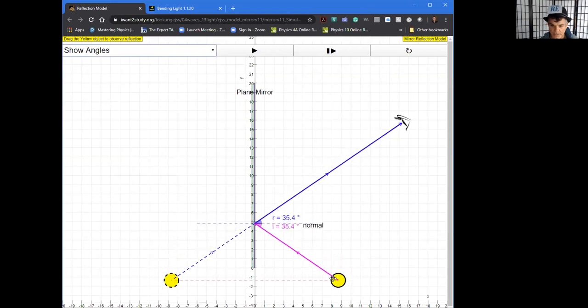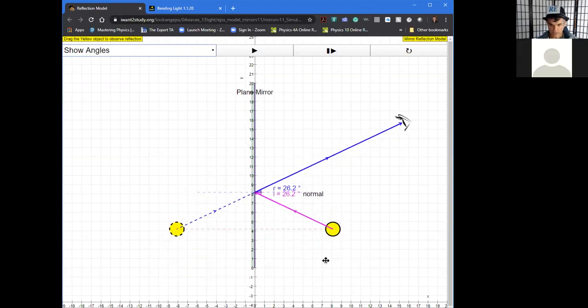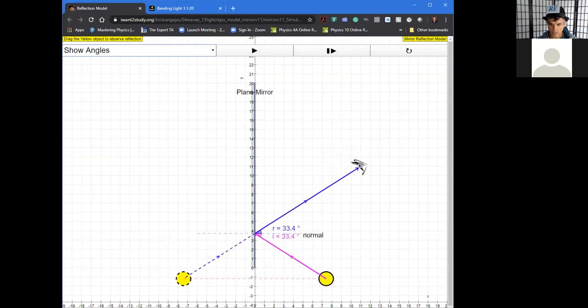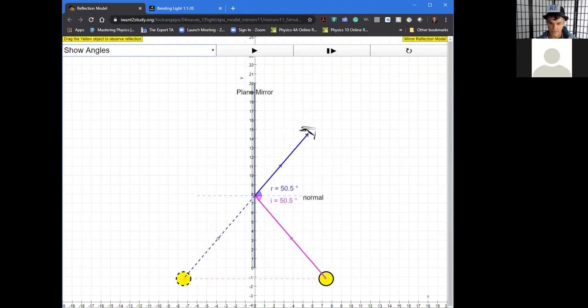So you don't need to know the angles, but the angle between this incoming ray of light and the normal is 35.4 degrees right now, which means the reflected light is going to reflect off the surface at the exact same angle. If I change the angle, can I move my eye? Ooh, I can move the eye. So right now, the angle between the incoming light and the normal is 50.5 degrees, and that's going to be the exact same angle that it reflects at.